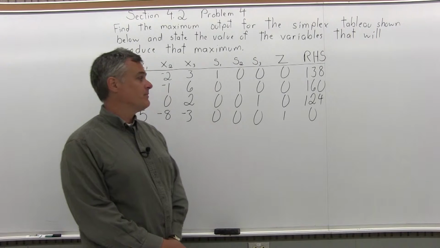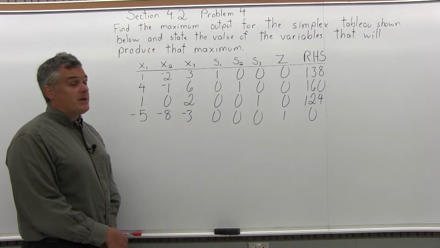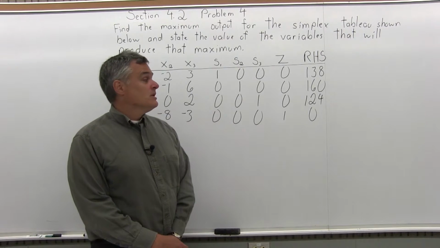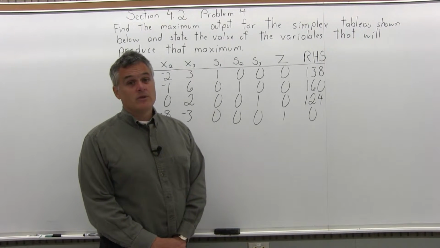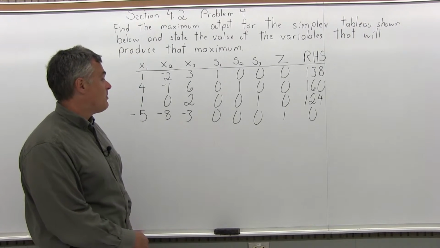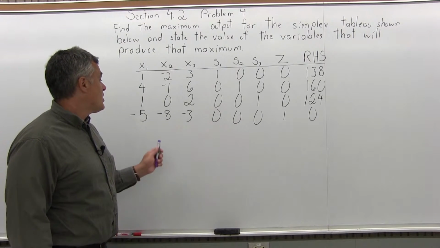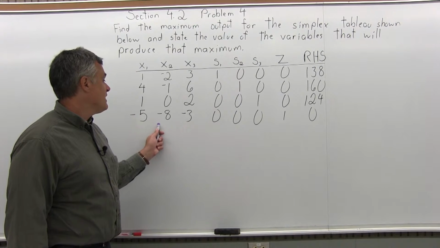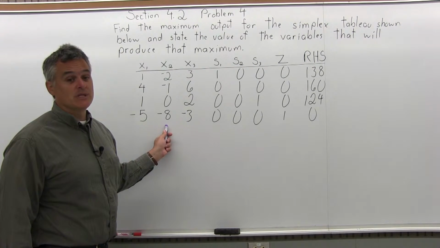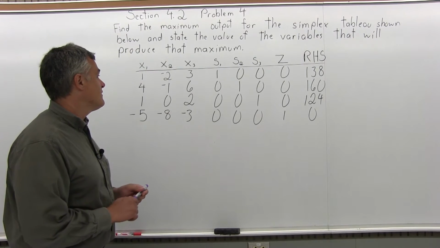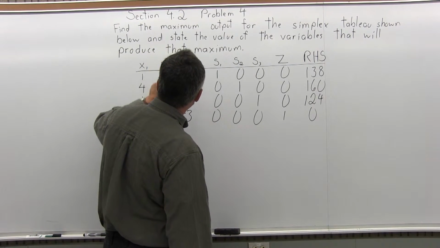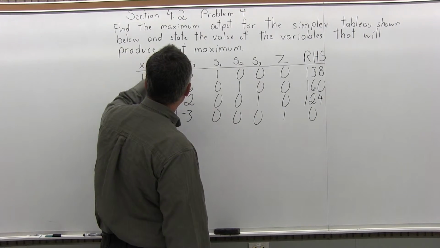So to find the maximum, what we have to do is find the pivot and perform a pivot. So to find the pivot element, what we have to do is first determine the pivot column by finding the most negative value in the bottom row. So as I look in the bottom row of this tableau, I have -5, -8, and -3. -8 is the most negative value in the bottom row. That -8 occurs in the x2 column, so the x2 column would be my pivot column.